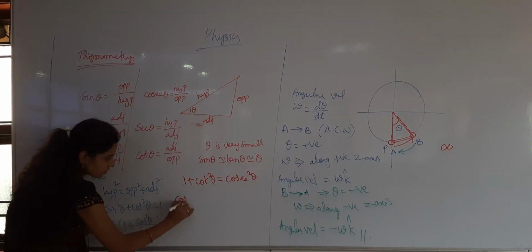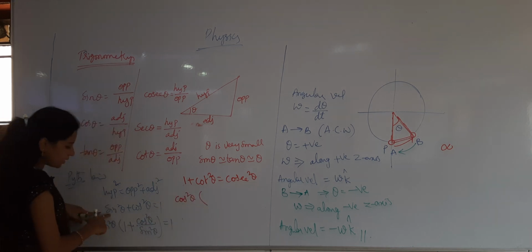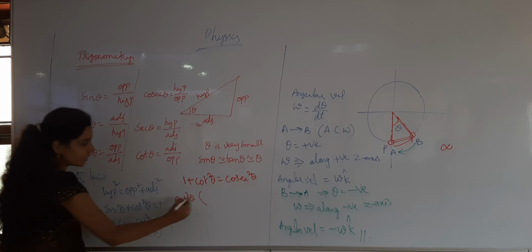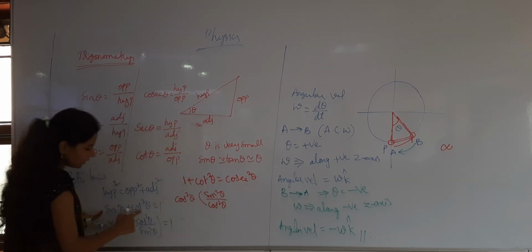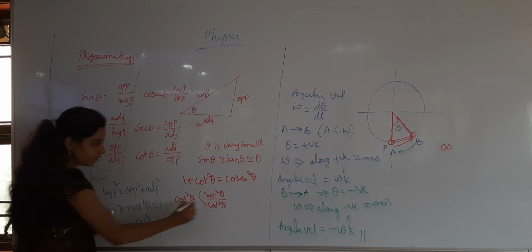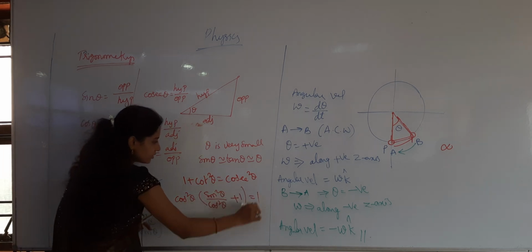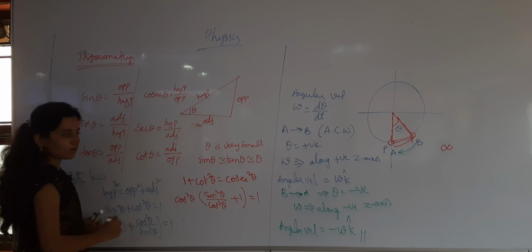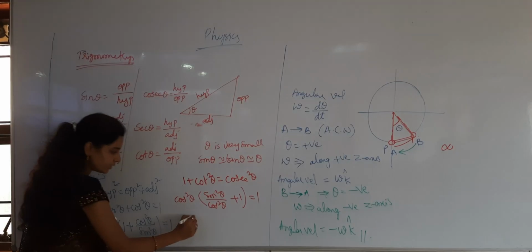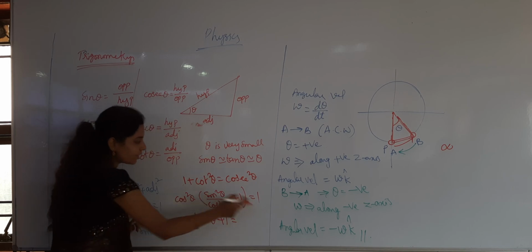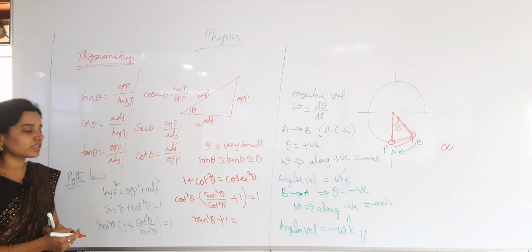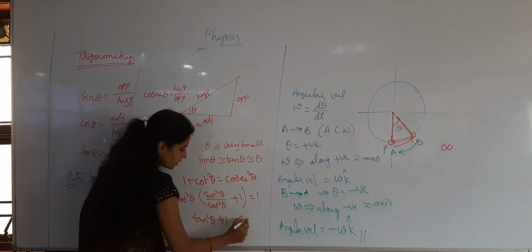Then if I take the same equation and take cos square theta as common, at that time what is remaining here? Sin square theta divided by cos square theta. Here what is remaining? 1 plus 1 is equal to 1 by cos square. Then sin by cos is tan, so tan square theta plus 1 is equal to 1 by cos square. 1 by cos square is nothing but secant square theta.